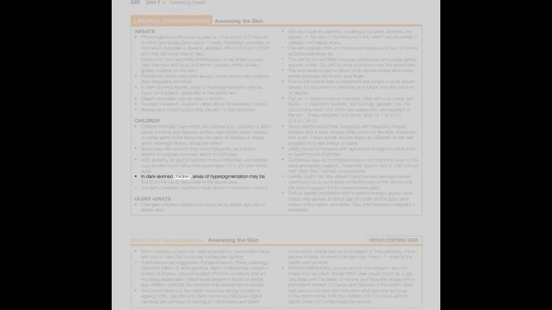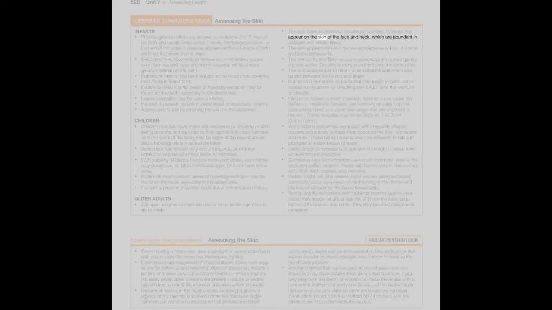In dark-skinned children, areas of hyperpigmentation may be found on the back, especially in the sacral area. If a rash is present, inquire in detail about immunization history. Older adults: changes in lighter colored skin occur at an earlier age than in darker skin. The skin loses its elasticity, resulting in wrinkles.